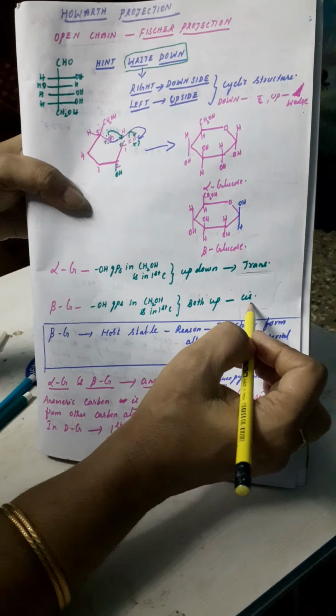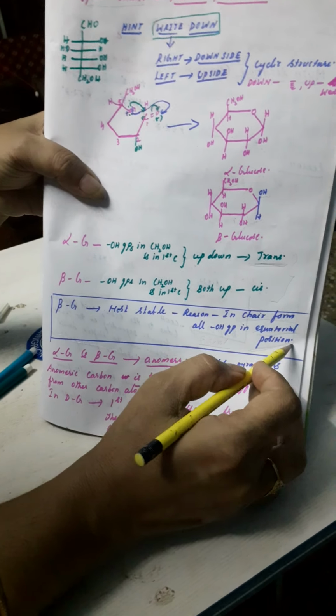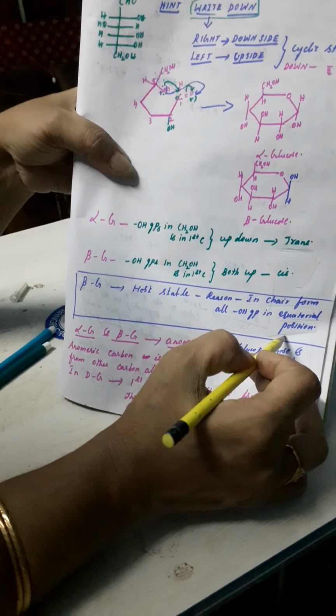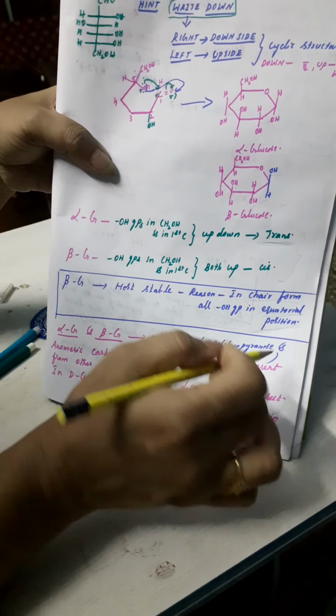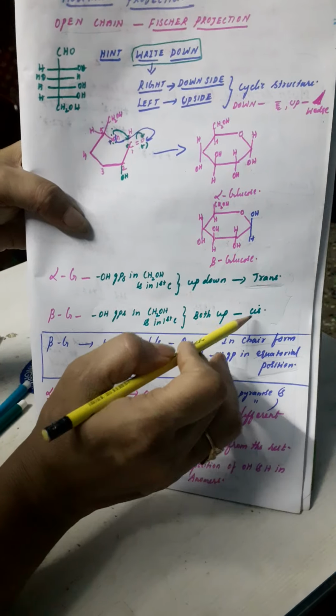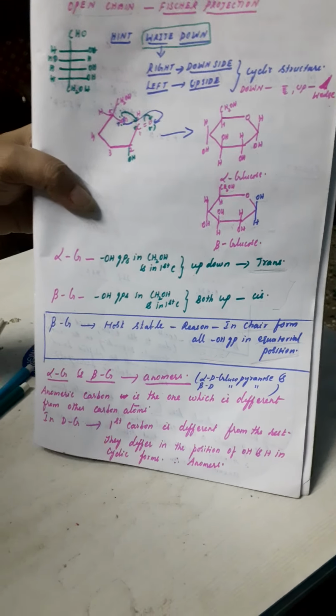And beta glucose, the cis form, is the most stable one, because you'll learn all about chair form, boat form. I'm not going into detail now. But when you consider one of the forms as chair form, then all the OH groups will be in the equatorial position. One will be in axial and another one will be equatorial. Because of the position of OH in the equatorial position, this chair form becomes more stable in the cis form. But remember, for the time being, cis is more stable than trans.